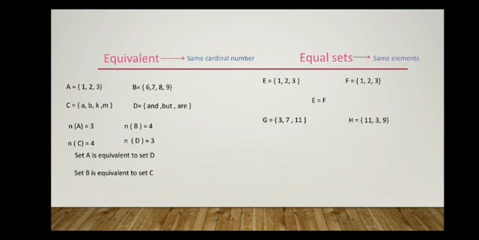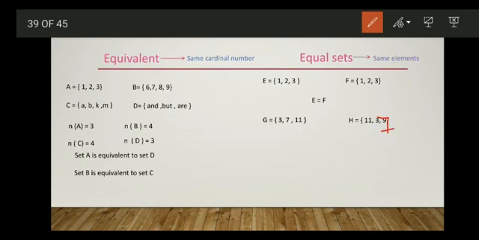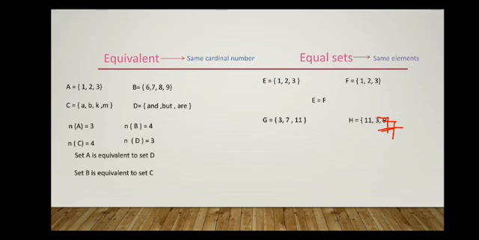Here G has 3, H also has 3. G has 7, H also has 7. G has 11 and H also has 11. So these two sets have the same elements, so G is equal to H. We should not consider the order. It can be in any order, but it should have the same elements.